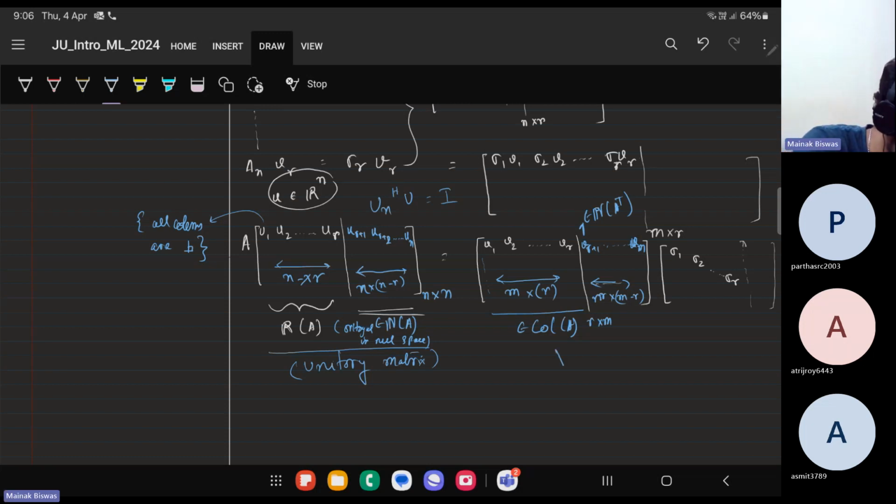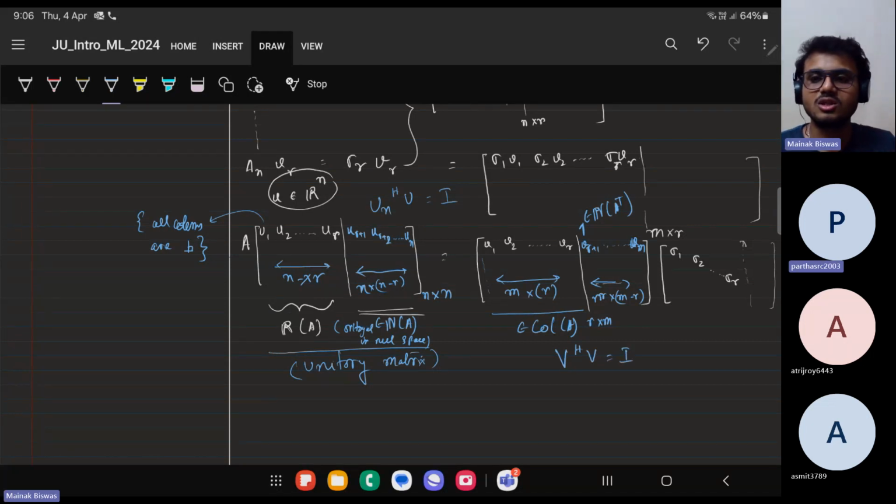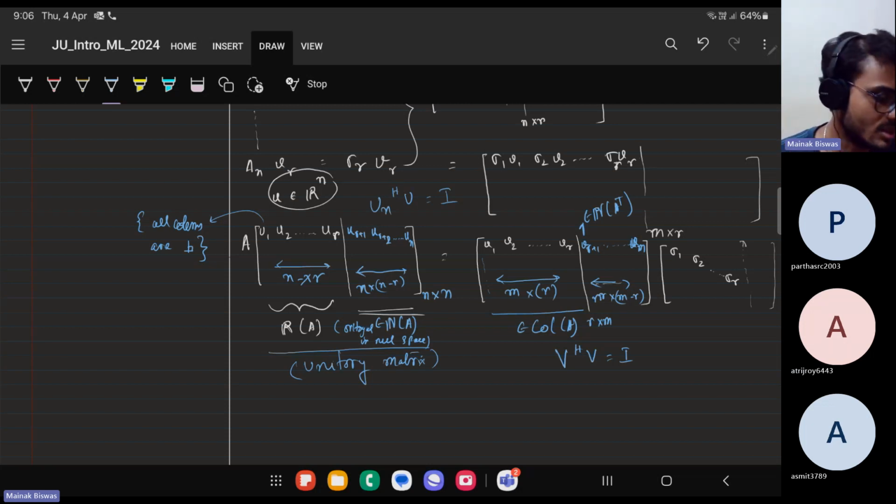This is again an orthonormal matrix or a unitary matrix. V transpose V, that is V Hermitian V, is equal to I, again by design. Both are clear, V inverse is equal to V Hermitian. Part 3 is also clear. So please go back and see this weekend. Please go back and revise everything if you are interested.